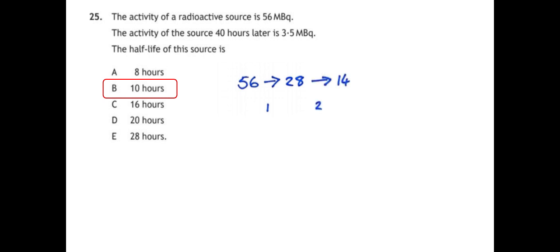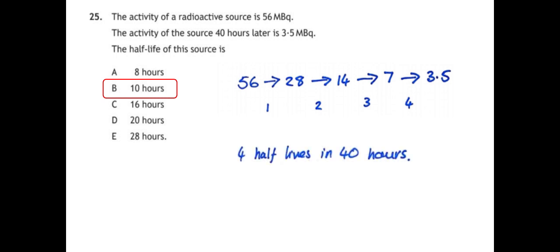Another half-life, a second half-life, will see it fall from 28 to 14 megabecquerels. A third half-life will see it fall from 14 to 7 megabecquerels. And a fourth half-life will see it fall from 7 to 3.5 megabecquerels. So 4 half-lives occur in this 40-hour period. Therefore, one half-life is 1/4 of that 40-hour period, which is 10 hours. Answer B.